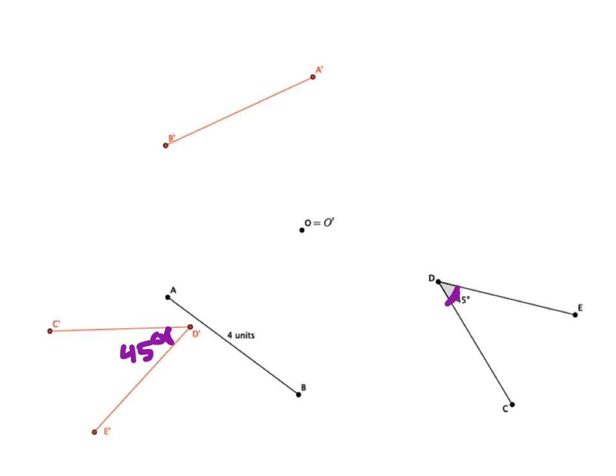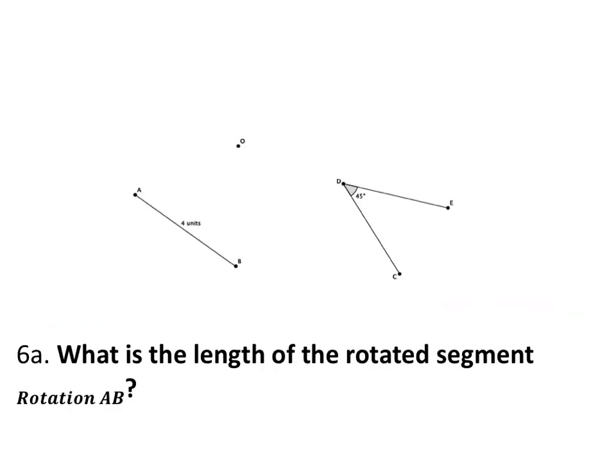So the rotated segment A prime, B prime, this one would be 4 units. Because this one was also 4 units. So what is the length of the segment that was rotated AB?